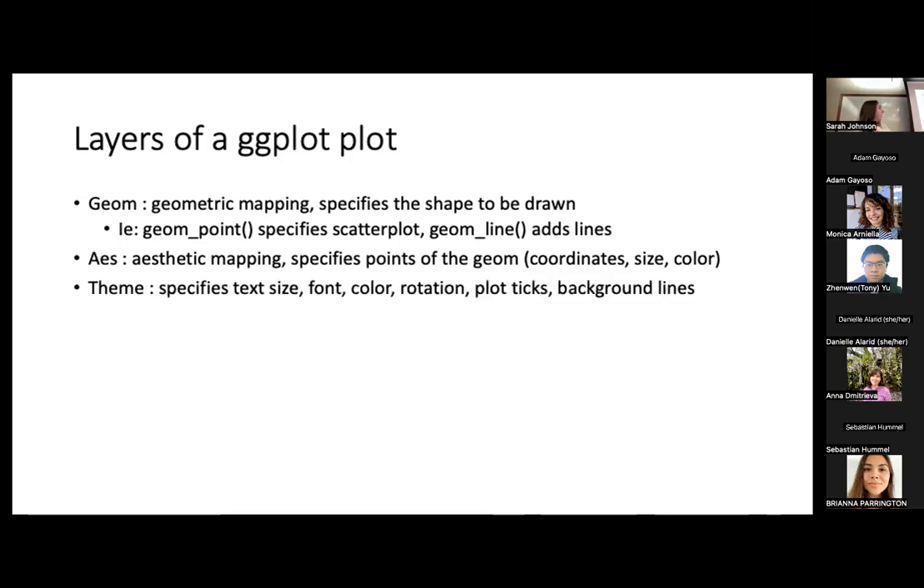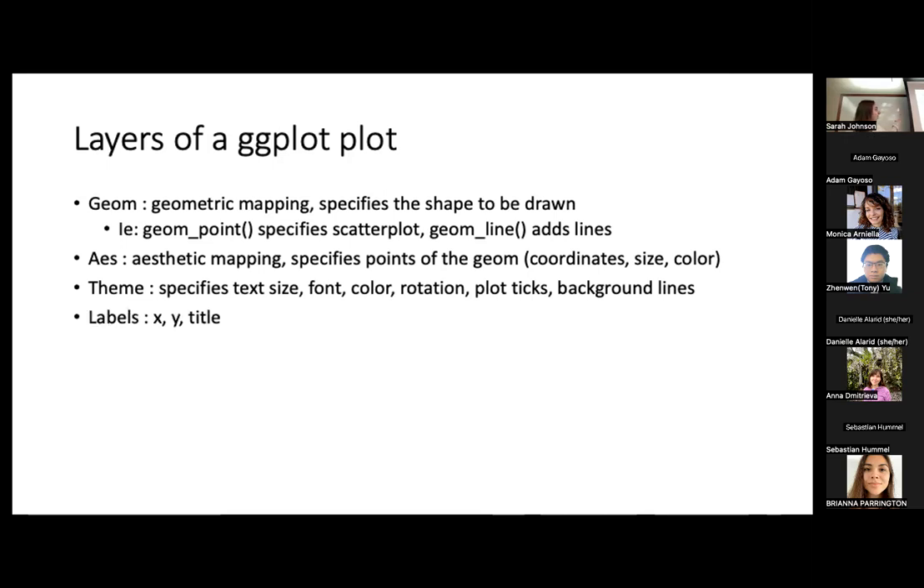You can also add on a theme. This is getting to be a bit more visual. This is where you can change the text size, the font, the color. You can rotate the plot, you can add plot ticks, and you can add lines. So this is where you can really customize how it looks once you have the basics of your plot built with the geoms and the aesthetics.